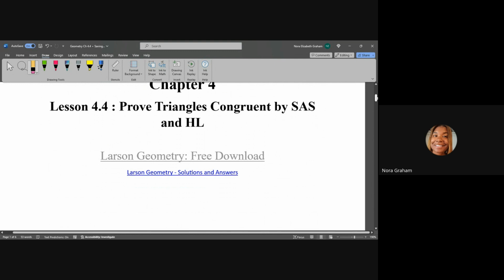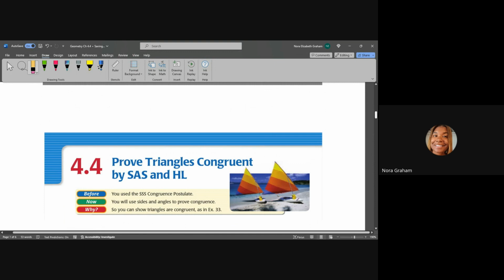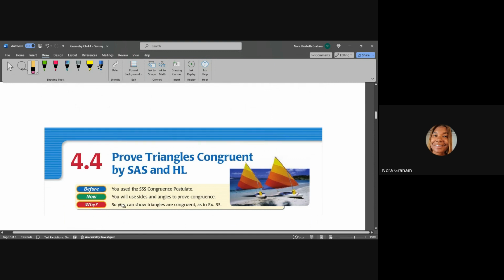All right. So let's start with lesson 4.4. Before this lesson, in 4.3, you can refer back to that video if you need to, we were proving triangle congruence using side, side, side. There are going to be other postulates that we go through, but for this one, we are going to use side angle side and then hypotenuse leg. So remember, for two triangles to be congruent, that means they have to have all the same sides and all the same angles, okay? But we can prove congruency by using our postulates or our HL theorem, right?